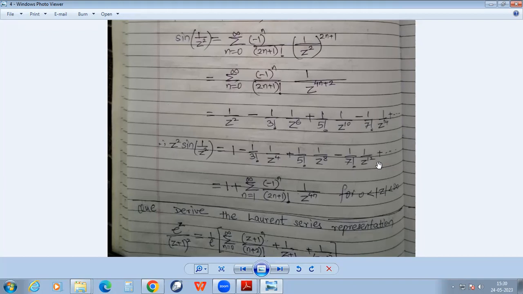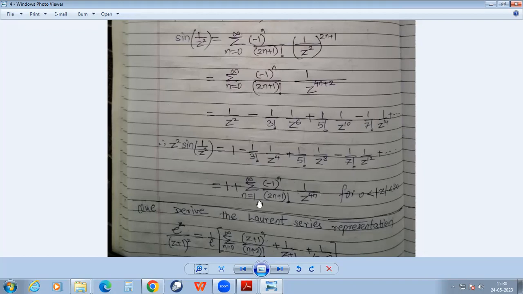Now, if you want to enclose it within a summation sign, this one has actually a different thing. If I observe, this is z raised to 4, z raised to 8, z raised to 12, they are all multiples of 4. So I can write it as z raised to 4n. And that is why we will begin with n equal to 1.